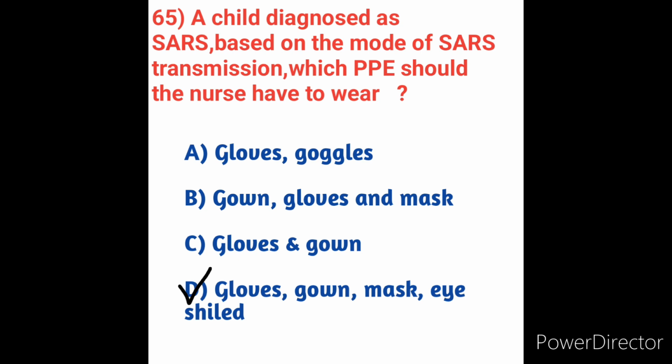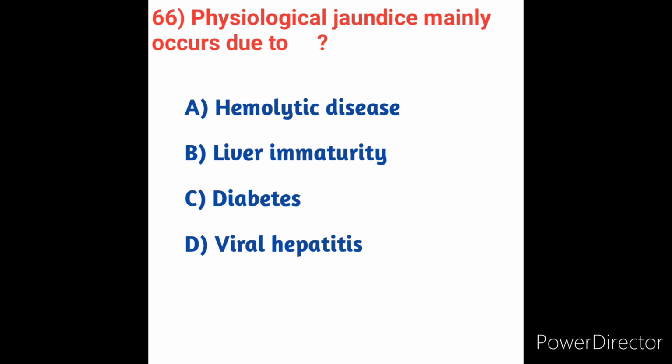Next we will move on to question number 66. Physiological jaundice mainly occurs due to... We will see the options here. Option A, hemolytic disease. Option B, liver immaturity. Option C, diabetes. Option D, viral hepatitis.